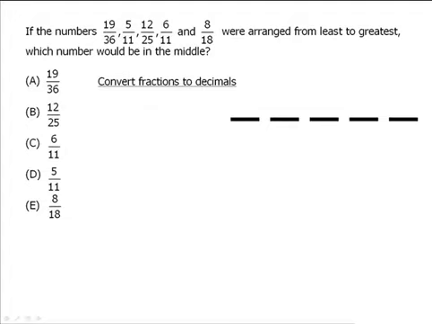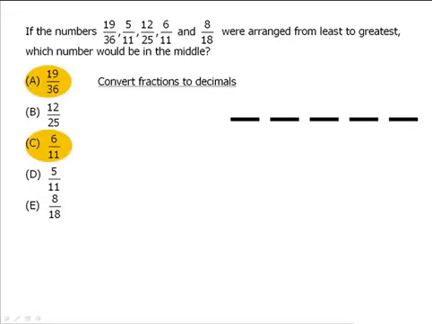Now, before we begin doing any conversions, we could recognize that we can eliminate two of our answer choices. We can eliminate A and C. Why can we do this? Well, notice that all of our fractions are very close to 1/2. However, 19/36 and 6/11 are both greater than 1/2, where the other three fractions are less than 1/2.